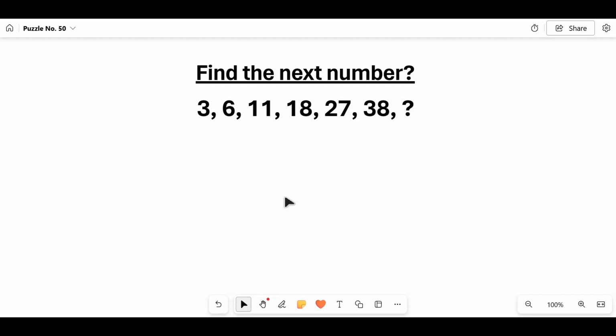In this puzzle we are going to solve this series. This is the question they have given. Find the next number. The series is 3, 6, 11, 18, 27, 38, and there is a question mark. So we need to find the number which is going to come in the place of the question mark.